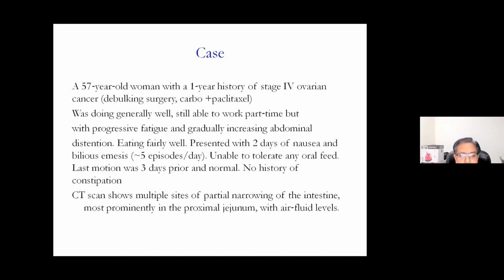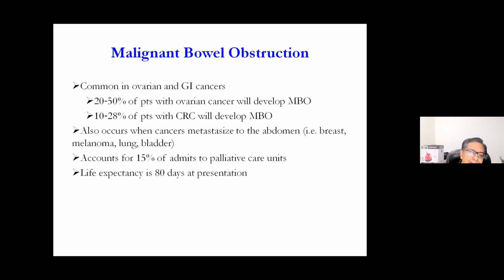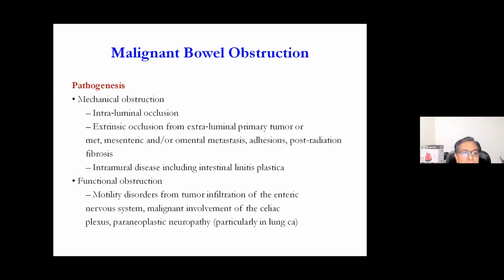And the CT scan shows multiple sites of partial narrowing of bowel, most prominently in proximal jejunum with air fluid levels. Now, this patient is having a malignant bowel obstruction induced nausea vomiting, which is commonly seen in ovarian and GI cancers. They can also be seen with cancer metastasis to abdomen, like in case of breast, melanomas, lung, and bladder. And these are usually seen in almost 50% of patients that come to a palliative care clinic. The underlying pathogenesis is usually a mechanical obstruction, which may be intraluminal or extraluminal, depending upon what type of cancer it is. If it is metastatic, it could be from outside also.